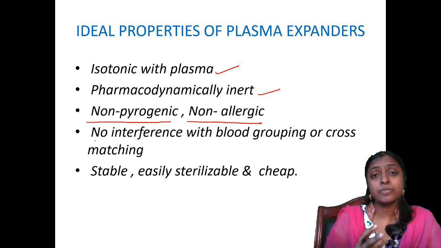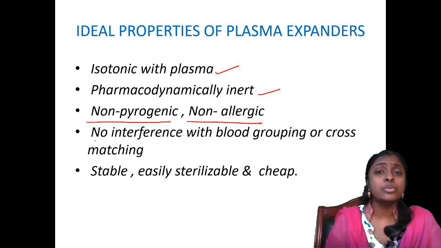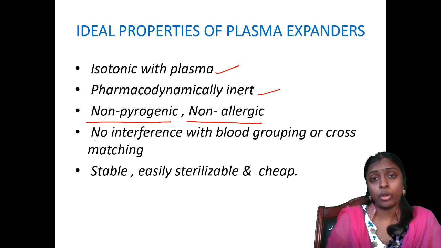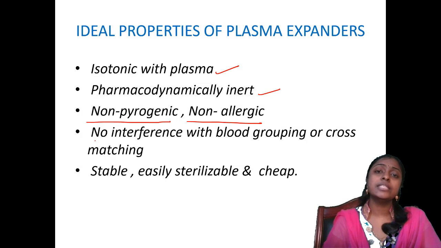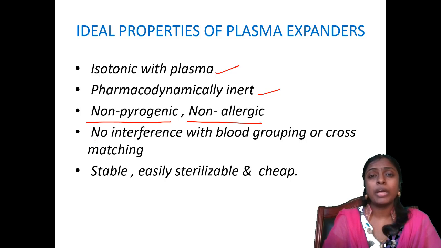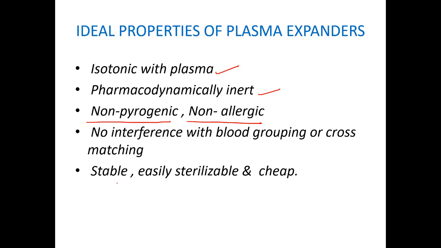When we are taking plasma, as it doesn't contain any blood cells, there is no need to check the blood group and all. But some plasma expanders that contain blood cells, or that interfere with our blood group, are not ideal plasma expanders. And it should be stable, easily sterilizable, and cheap.